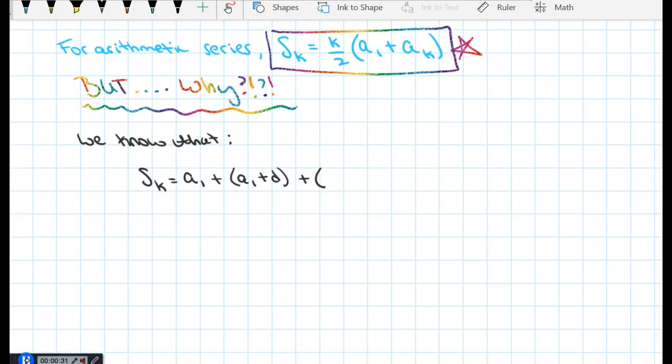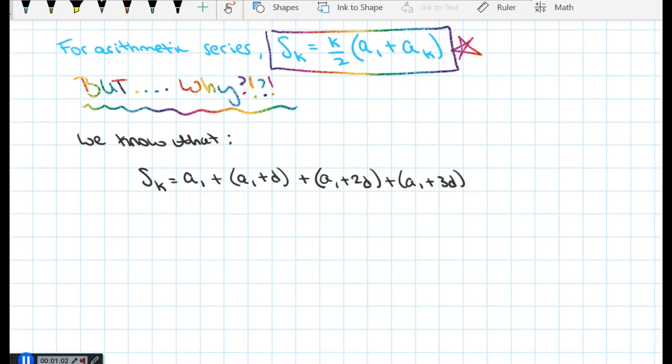a sub 1, the first term, plus a sub 1 plus 1d, and then that's the second term, right? Third term is a sub 1 plus 2d, right? Plus a sub 1 plus 3d. This is old news, right? This is the first term of an arithmetic series, the second term, the third term, and the fourth term.